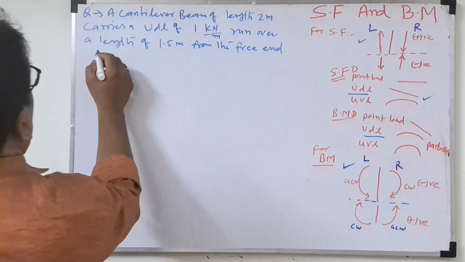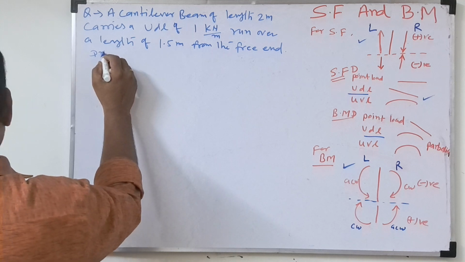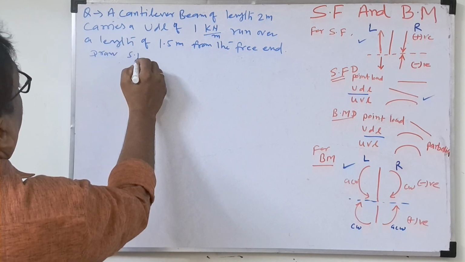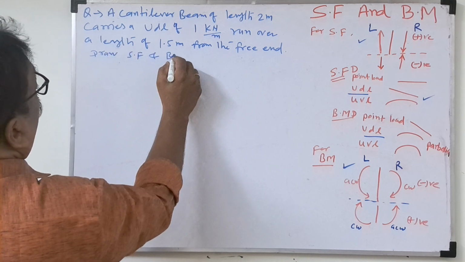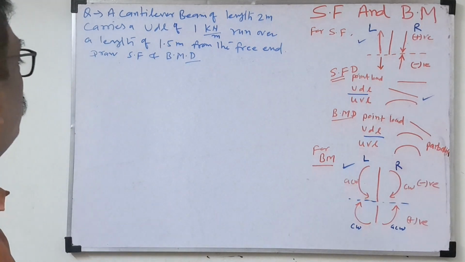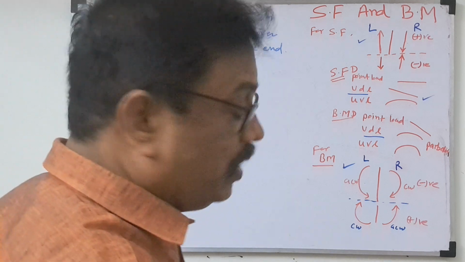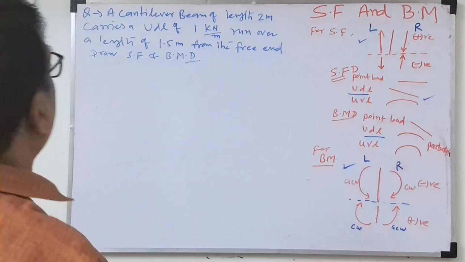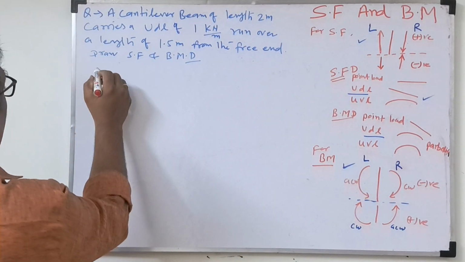So we have to draw the diagram. What are they asking? Draw the shear force and bending moment diagram. This is the question. So what do I have to do now? We have to draw the diagram. First they gave a cantilever beam, so what will the diagram be?